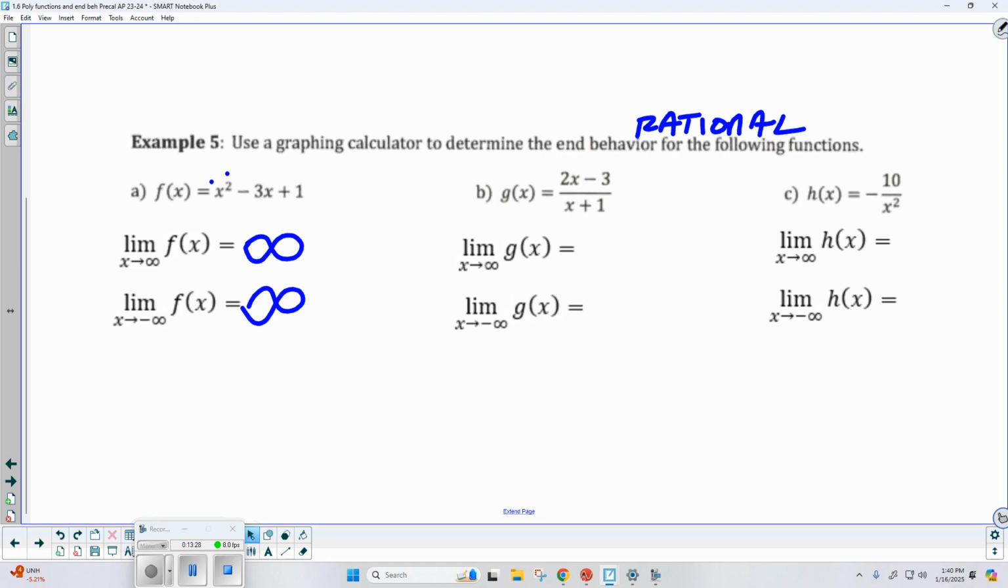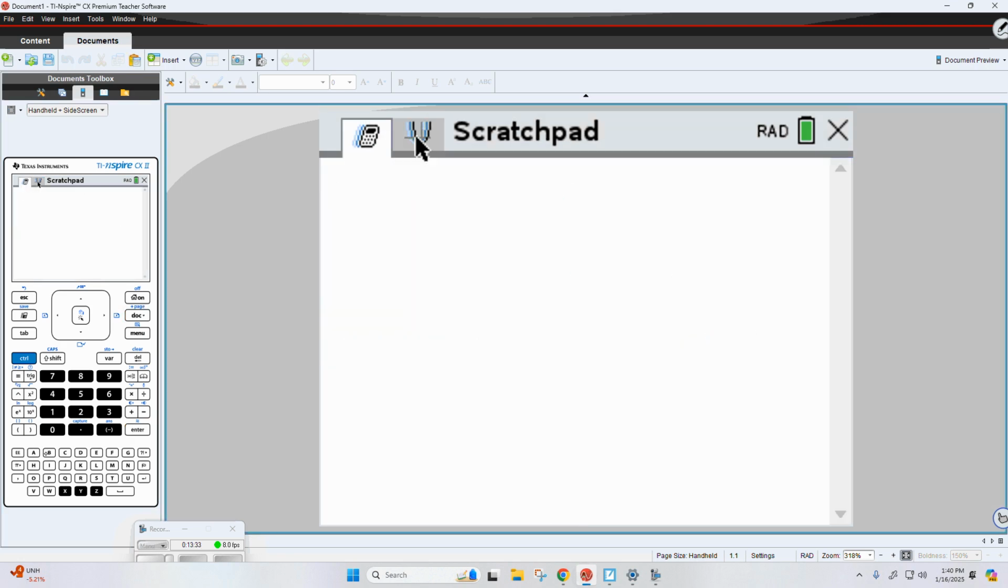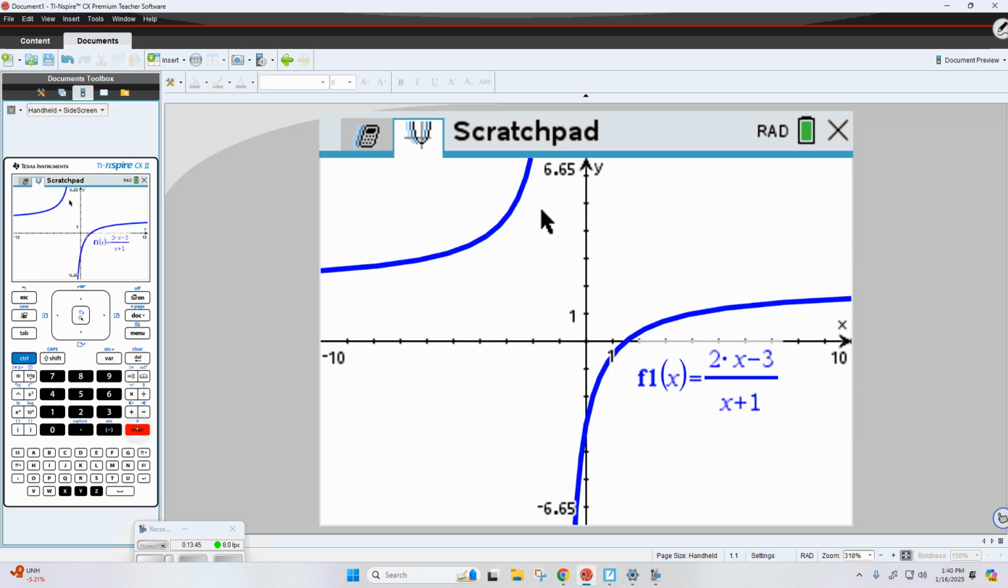So 2x minus 3 over x plus 1. All right, let me document B out of here. Control divide. So 2x minus 3 over x plus 1. Here we go. Now, the thing about rational functions, they're going to be infinitely wide. They're going to be infinitely tall in most cases. Okay, but we're still looking at the end behavior.